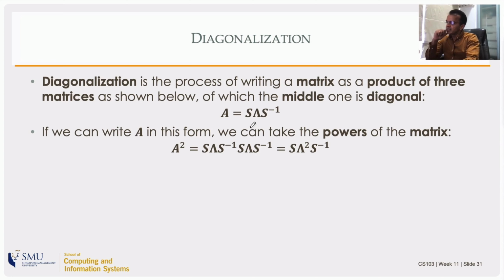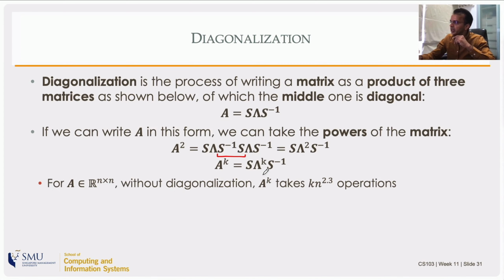Now, if you can write the matrix in this decomposed form, taking a square will mean multiplying this twice, and in between what you have is S inverse S, which becomes I, so that disappears, and then you have lambda squared. Lambda squared is a lot easier to compute compared to A squared, because lambda is a diagonal matrix, and for the square, you just take the diagonal elements and square them. So A to the power k will be just two matrix multiplications and an exponentiation of the diagonal elements of one matrix, which is a lot easier to do than multiplying A k times.